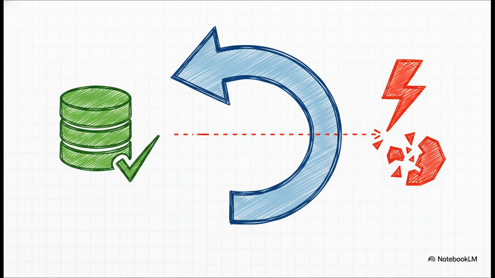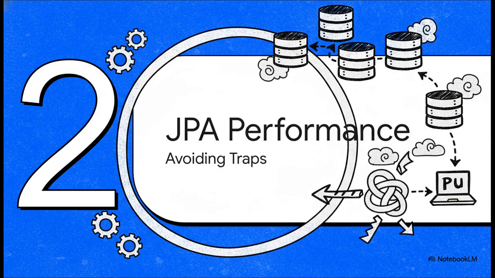You can slap it on a method or a whole class, and it even supports complex propagation behaviors, like if you explicitly need to spin up a new independent transaction for a specific piece of logic. Moving right along, Section 2, avoiding JPA performance traps.